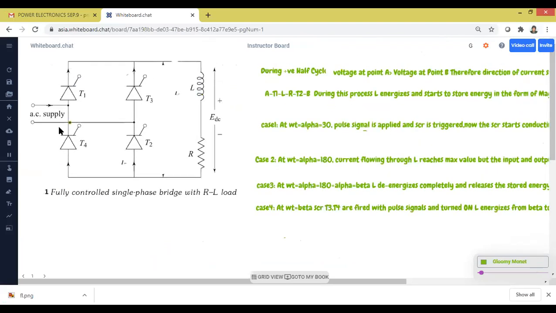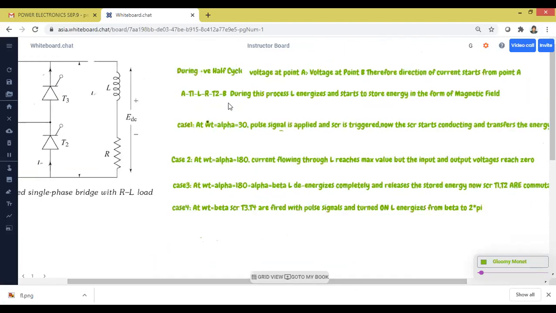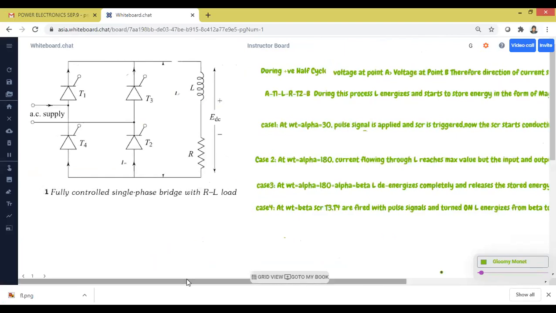During positive half cycle, current flows through the supply to T1, and T1 to load to B. During this process, the inductor energizes and starts to store energy in the form of magnetic field. So this point we have read. Now the inductor is energizing. When the inductor energizes, one more point we have not written here. You must put it in the examination.